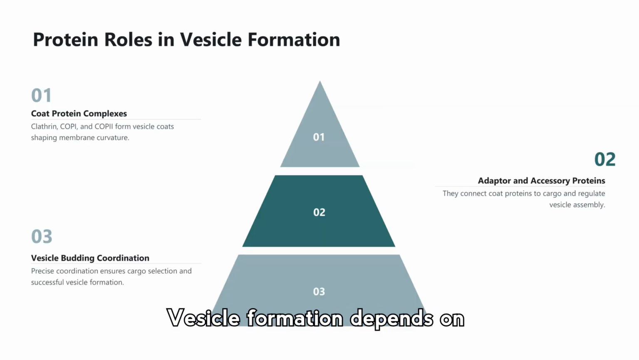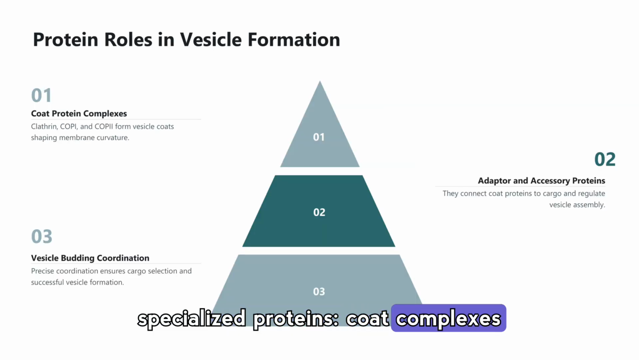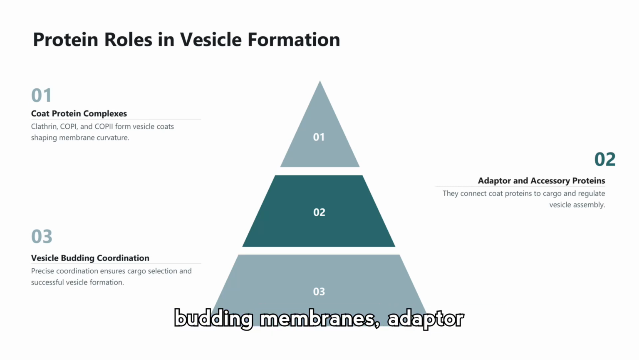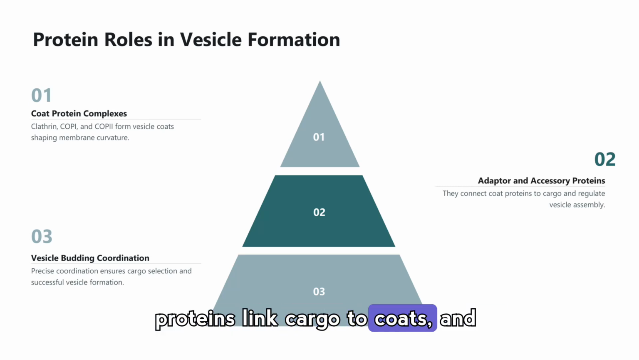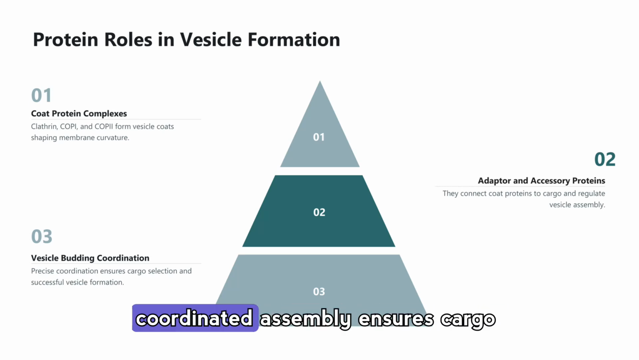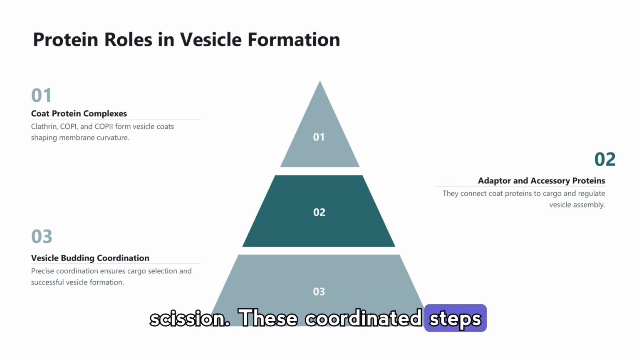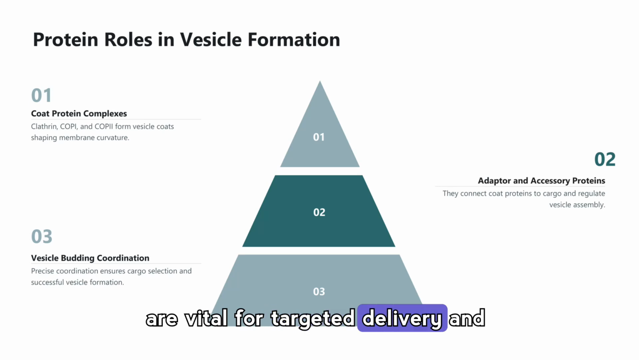Vesicle formation depends on specialized proteins. Coat complexes like clathrin, COPI, and COPII shape budding membranes. Adapter proteins link cargo to coats, and coordinated assembly ensures cargo selection and successful vesicle scission. These coordinated steps are vital for targeted delivery and maintaining internal organization.